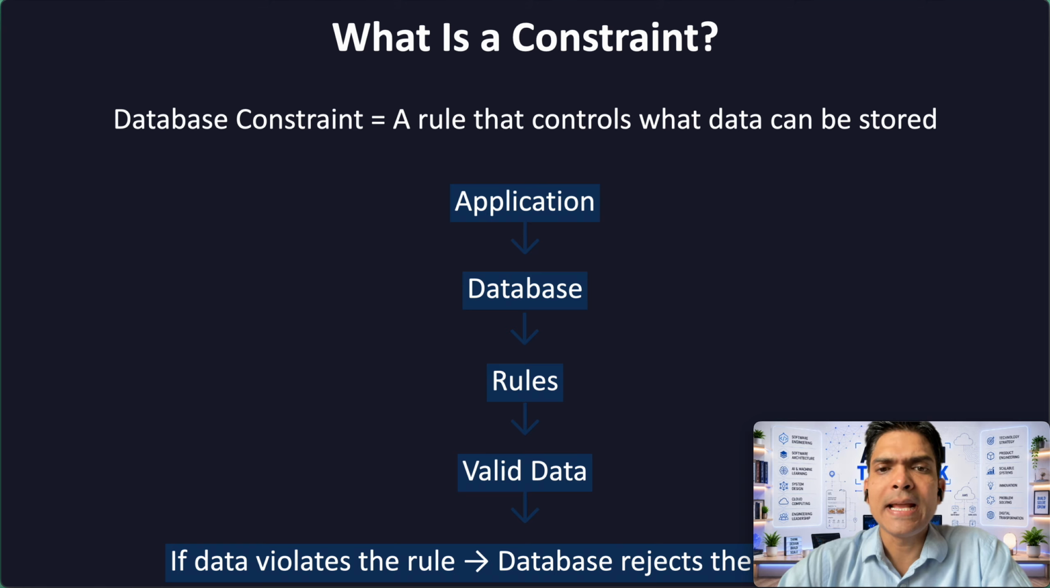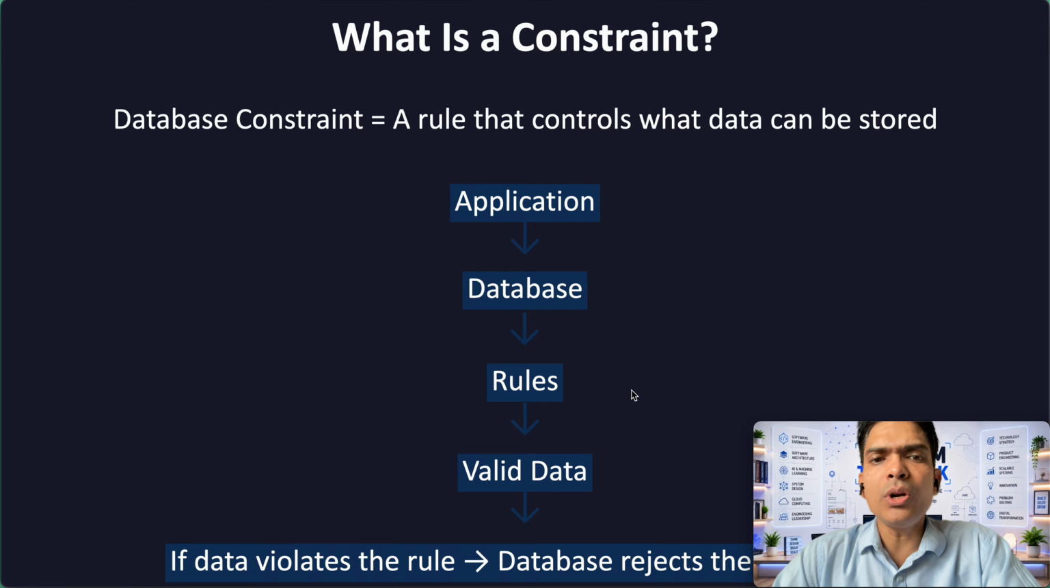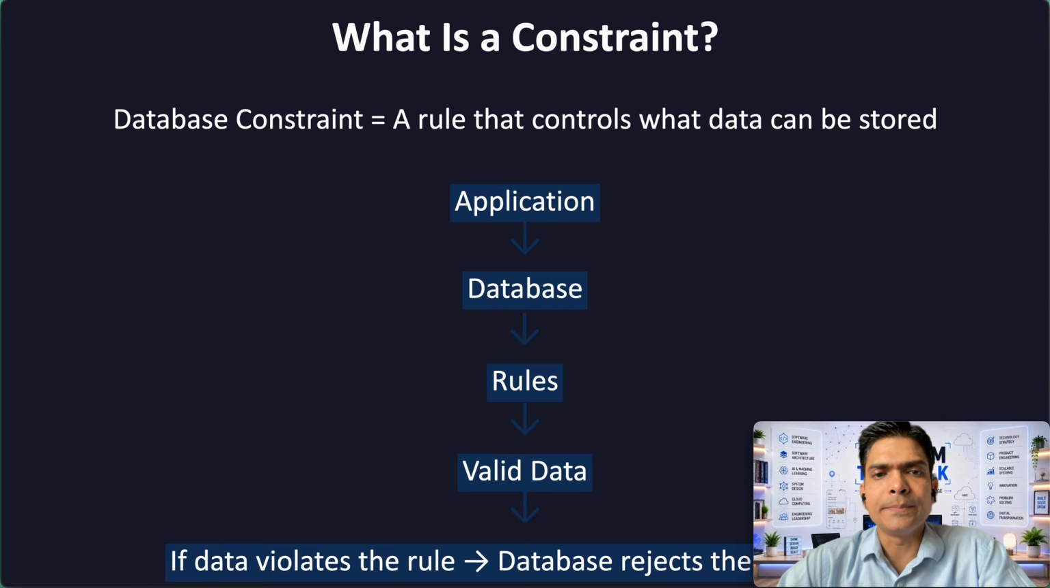A database constraint is essentially a rule that the database applies to our data. It tells the database what is allowed and what is not allowed. If an application tries to insert or update data that violates one of these rules, the database can reject that operation. This is important because it gives us an additional layer of protection. We are not relying entirely on application code to keep our data correct. The database itself becomes a guardrail for our data integrity.